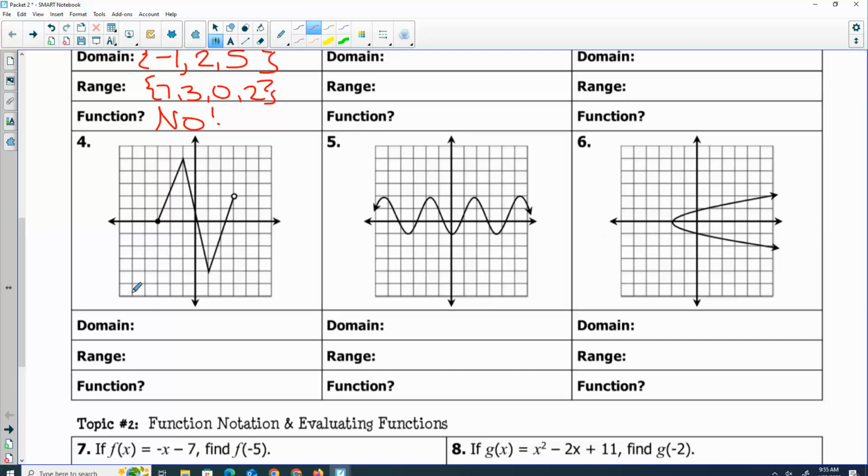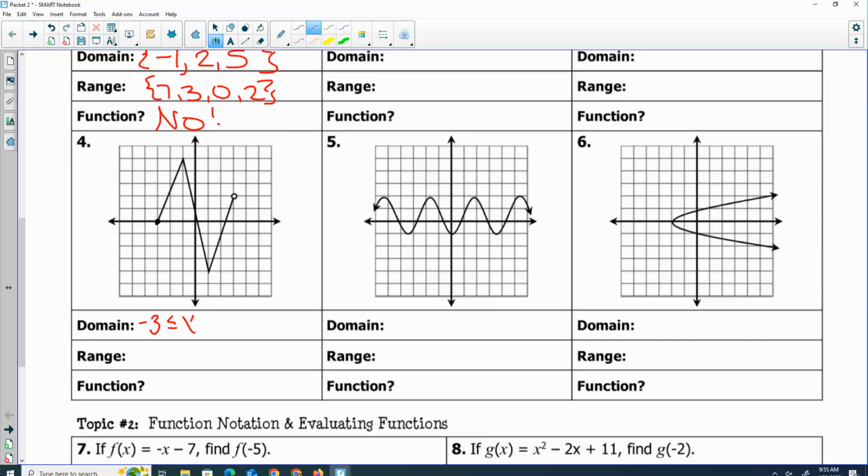All right, let's talk about number 4. This one is a graph. The domain. We have to think about our x. When we did these, I said, okay, think about it going from left to right. So my first x value, if I'm starting on the left, starts here. That's at -3.